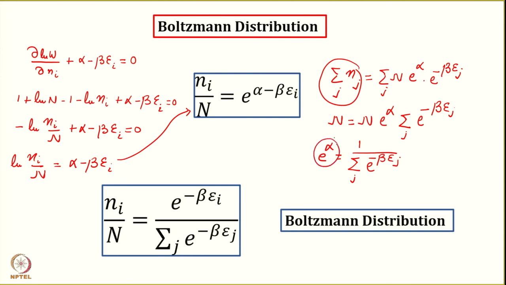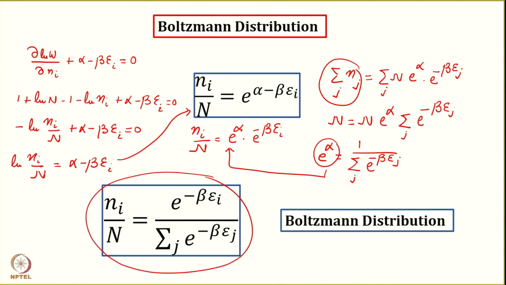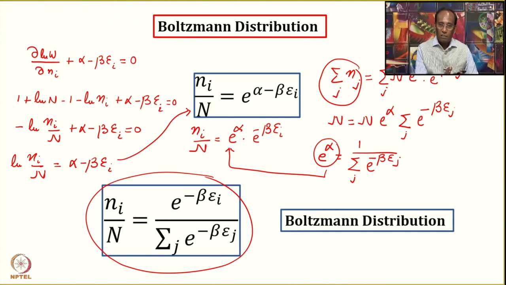And once you substitute this into this form, remember that I can rewrite this as Ni upon N is equal to exponential alpha into exponential minus beta Ei. You substitute exponential alpha over here, and what you get is this expression. Ni upon N is equal to exponential minus beta Ei divided by summation j exponential minus beta Ej. This is the Boltzmann distribution. What this equation tells is the population of the ith state. Ni is the number of molecules or particles in the ith state, and N is the total number of particles. Therefore, Ni upon N is the population of the ith state, which can be calculated from the knowledge of energy levels or energy states and this summation.